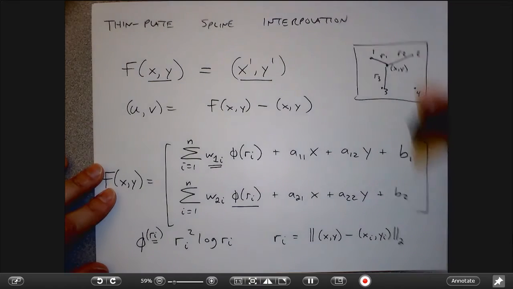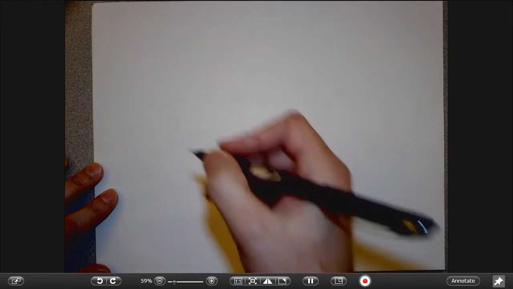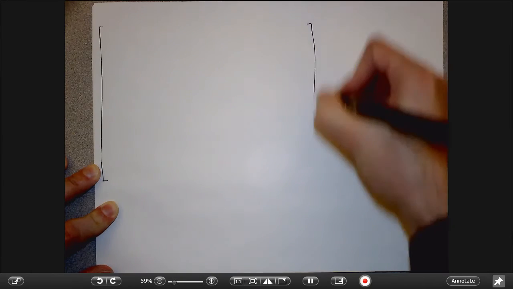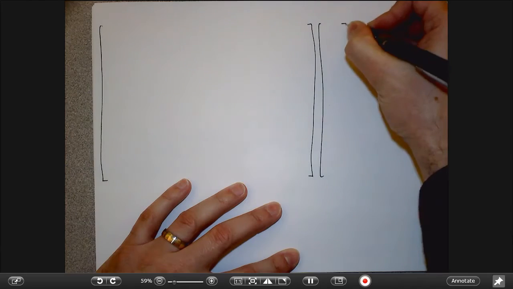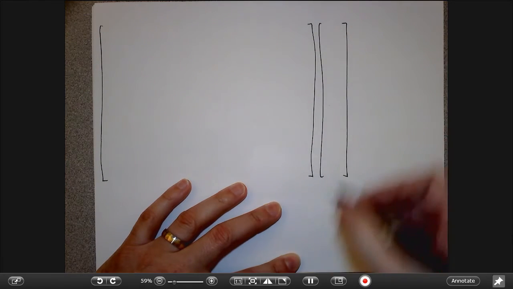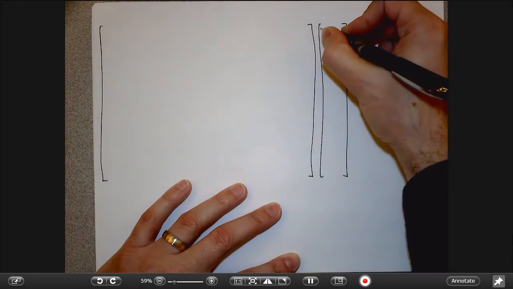Okay, so how would I take this parametric form and minimize it, right? Well, the same idea as before. What I want to do is build a big linear system. What are the things I don't know? Well, the things I don't know are the weights.